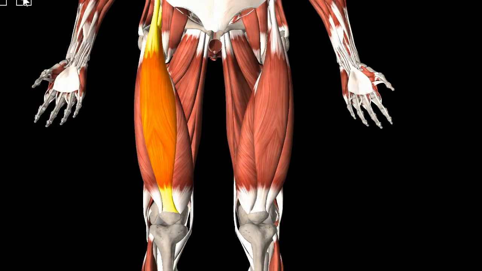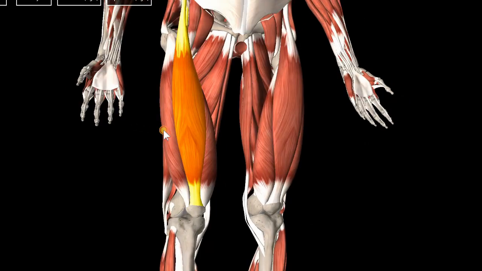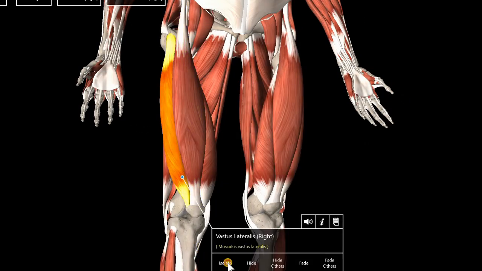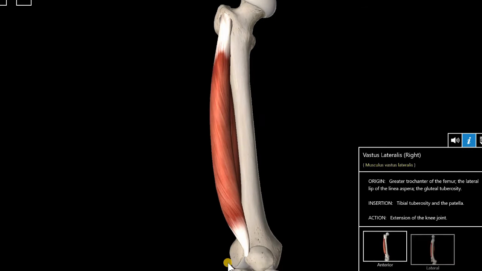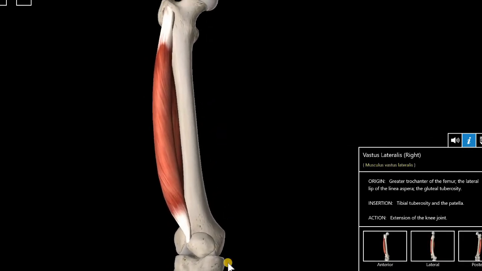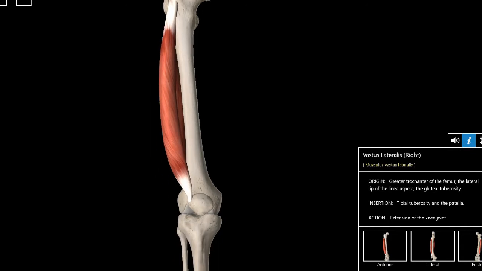Okay, the vastus lateralis has its origin on the greater trochanter, okay, and then its insertion on patella, patella tendon, and tibial tuberosity. Action is extension at the knee.